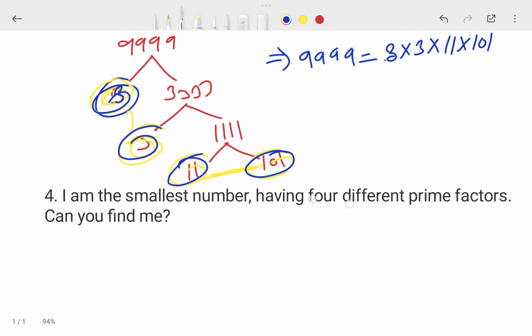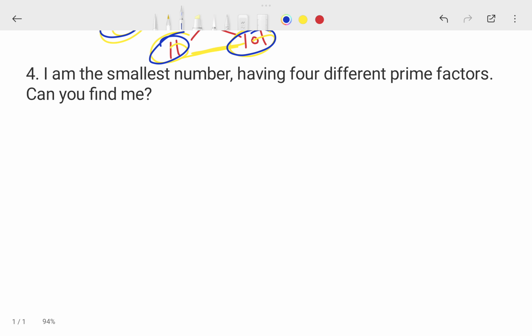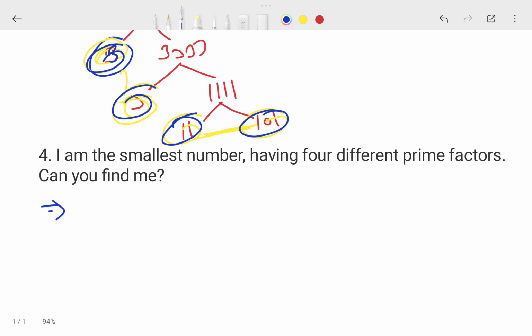Then slowly we move towards the fourth question. The first part of the question is telling us: I am the smallest number having 4 different prime factors. Can you find me? This question is very interesting. First of all, we have to list the smallest prime numbers. It means the number has 4 different prime factors, 4 different prime numbers.